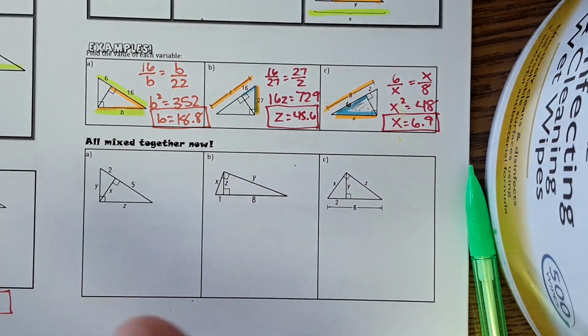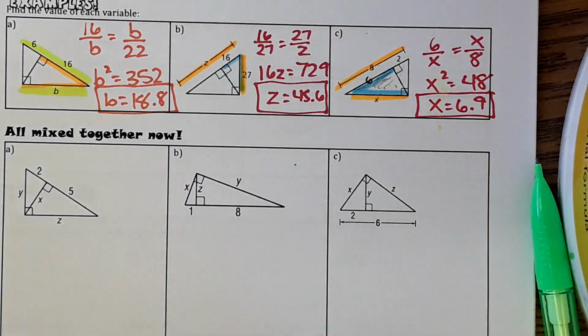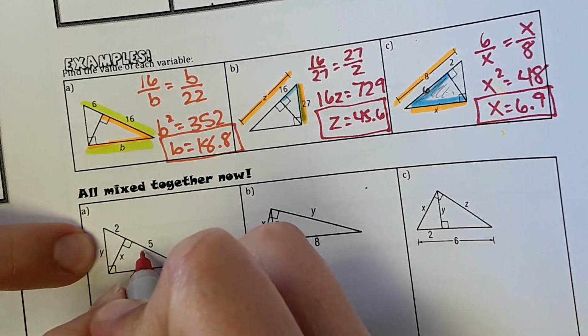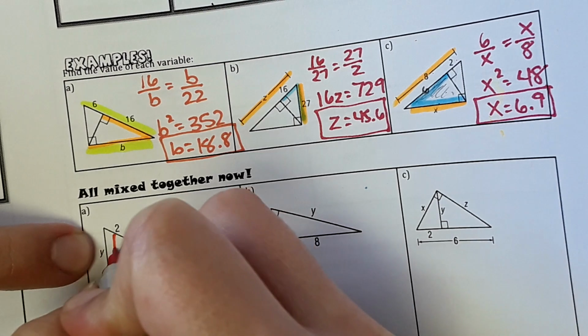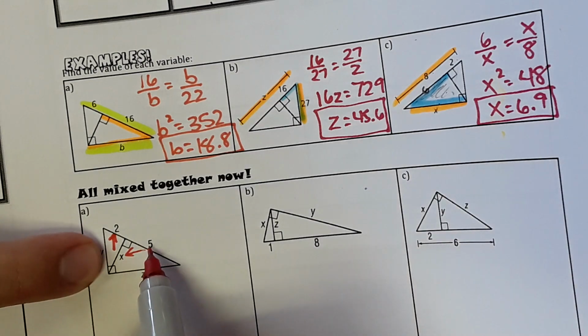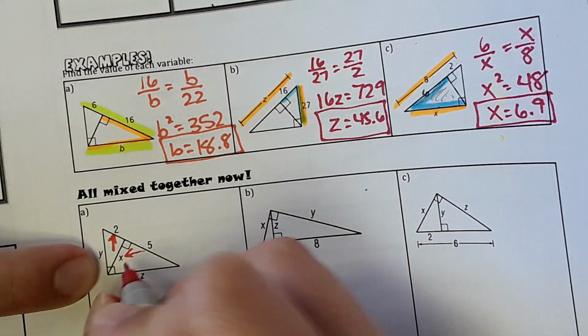Okay. So now it gets easier for these. What we're going to do for this, there's a bunch of missing values. But what we're going to do is start here with this whole process. So you'll notice they have these two values and this x here. So we're going to do the geometric mean here. 5 over x equals x over 2 to solve for x.